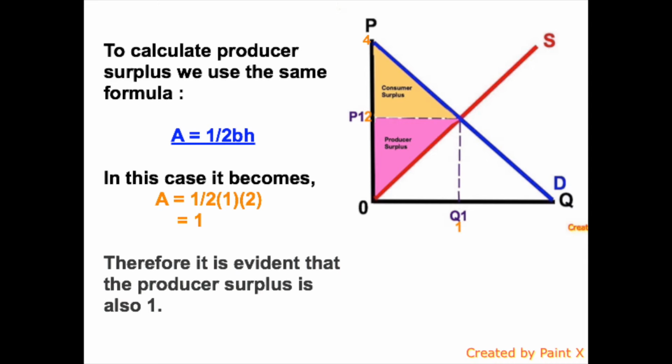To calculate producer surplus, we use the same formula. Area equals half times breadth times height. In this case, it also becomes half times 1 times 2, which also equals 1. Therefore, it is evident that the producer surplus is also 1.